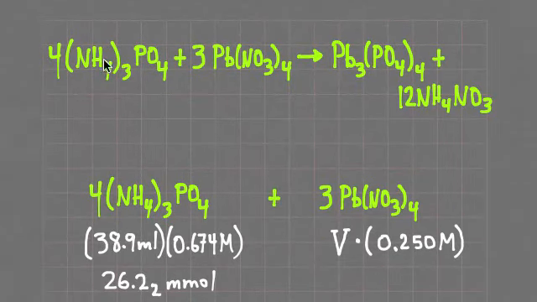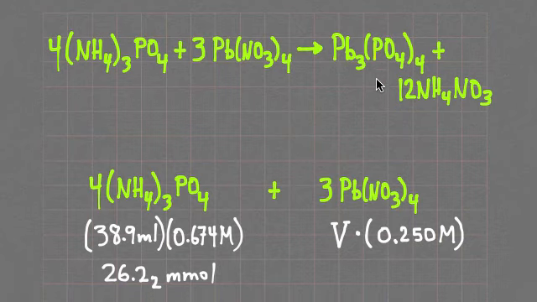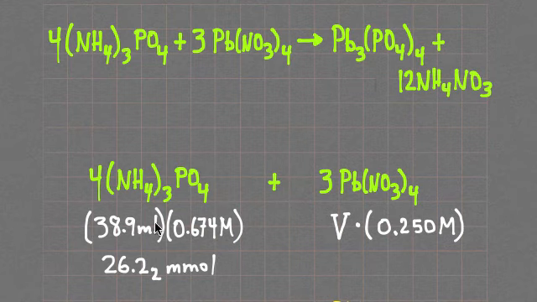It's a 4-to-3 ratio. Ammonium phosphate and lead nitrate react to give 12 moles of ammonium nitrate. Holy cow, 12 moles of ammonium nitrate. And 1 mole of lead 4 phosphate. Is that right? Yeah, lead 4 phosphate. Anyway, if I knew a molarity and volume for one of them, multiply it out. But then what's the volume of this one over here? It's not a 1-to-1 ratio, so that's ugly.